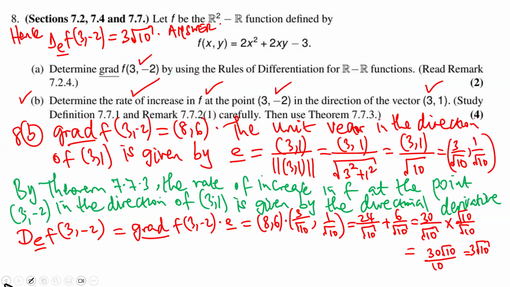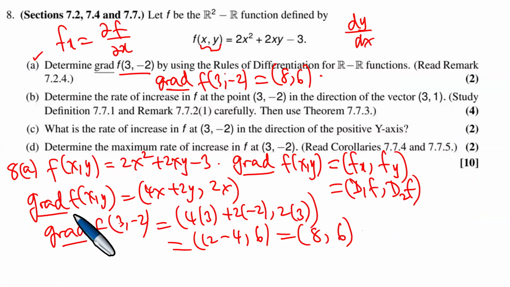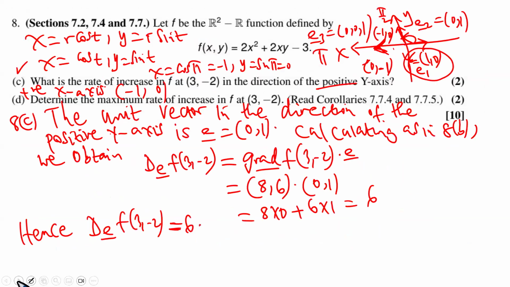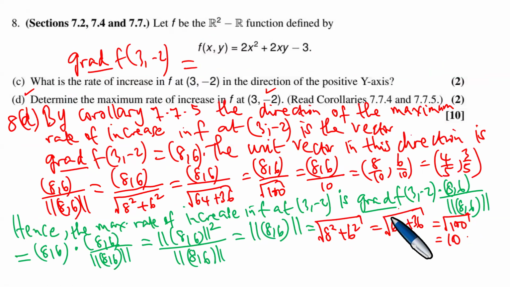We did the gradient in the first part. What was the gradient at (3, -2)? We got (8, 6). The gradient of a multivariable function has two components, fx and fy; it could have fz, but this one has just two variables. So we got the gradient of f at (3, -2) to be (8, 6), and then multiplied by the magnitude of this.